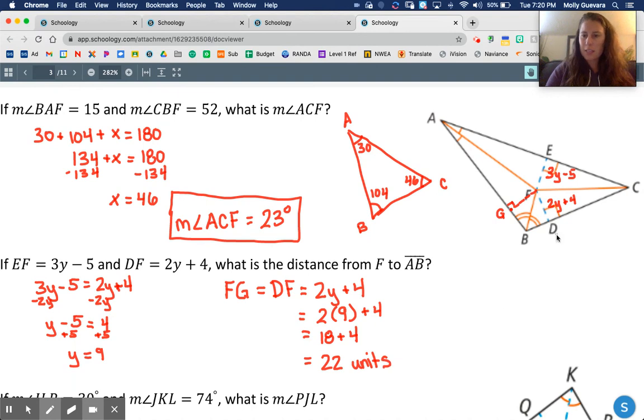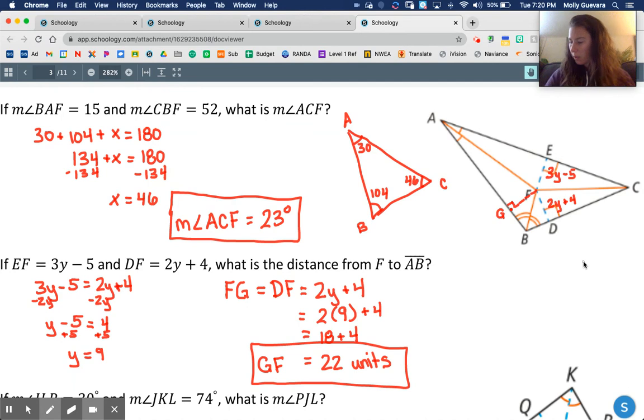So if the distance from D to F is 22, then that means that the distance from G to F, I wrote it backwards, sorry, from G to F is also 22. And also E to F. But specifically, it wanted me to find GF here. So it's 22 units. So hopefully that kind of makes sense on how we were able to get that.